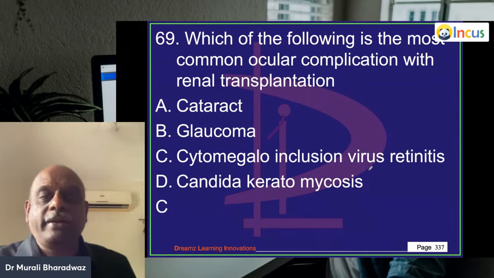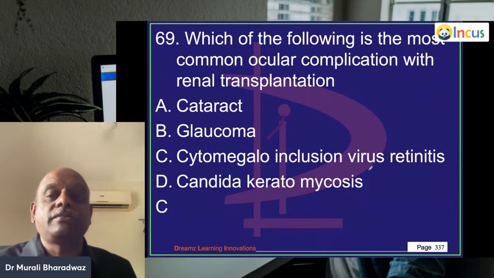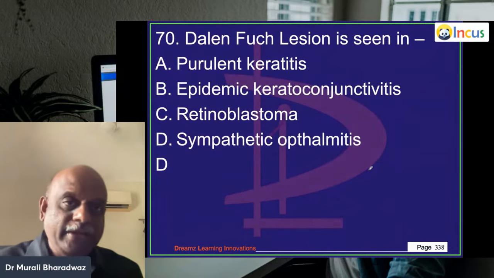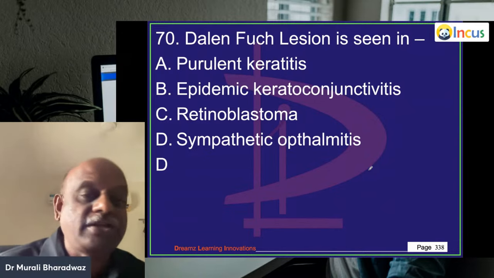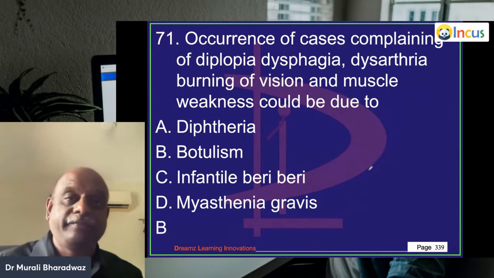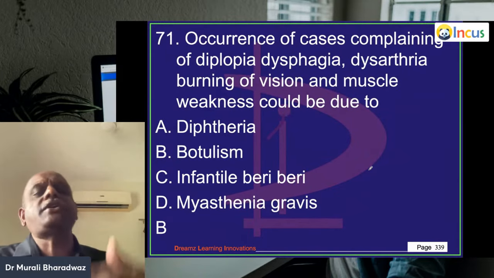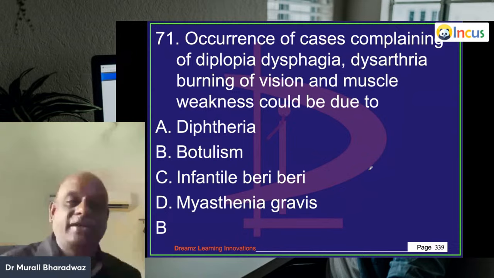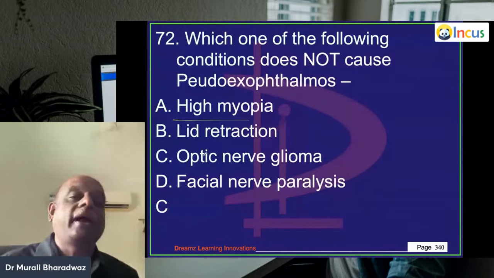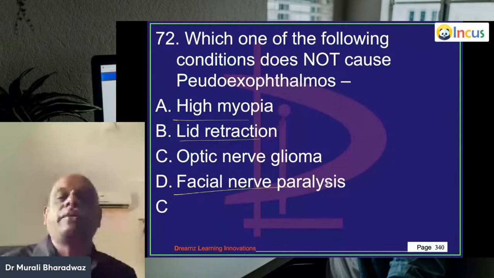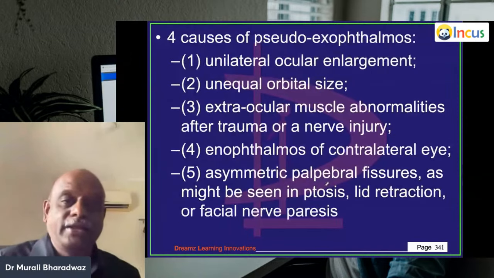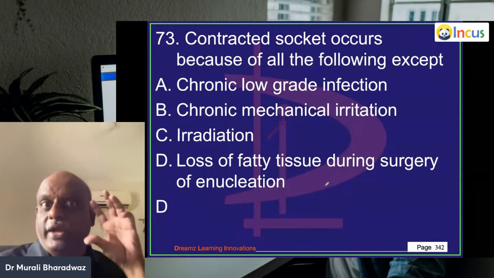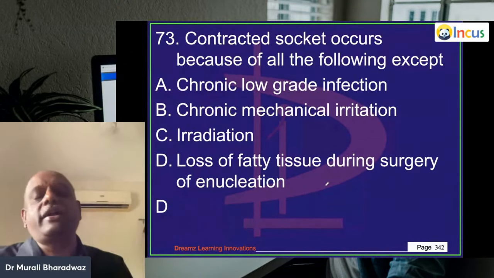What are the most common complications of renal transplant? CMV retinitis can occur. Dalen-Fuchs nodules are the feature of sympathetic ophthalmitis. Diplopia, dysphagia, dysarthria, muscle weakness. Pseudo-exophthalmos is a feature of high myopia, lid retraction, facial nerve paralysis, etc. The four causes of pseudo-exophthalmos. Really, it is not exophthalmos, pseudo-exophthalmos.